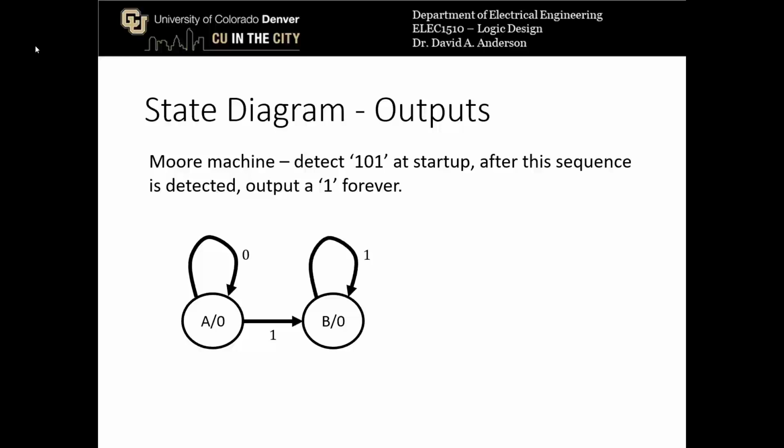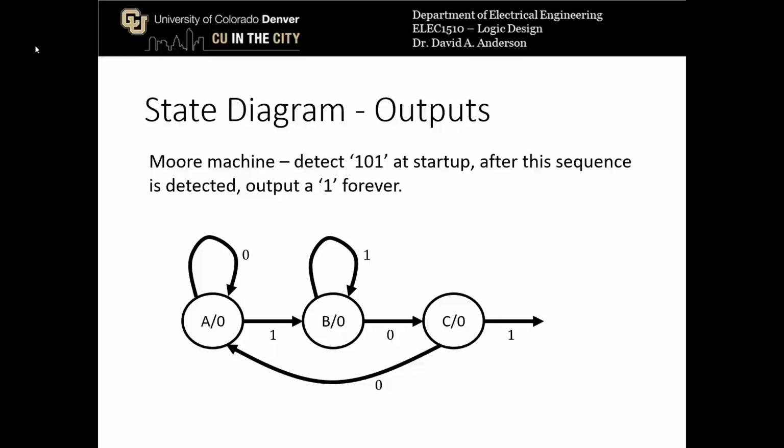Now from state B, if I detect a 1, I'll return to state B because I haven't yet detected 1, 0, but I've still detected a 1 that could be the start of the 1, 0, 1 sequence. If I detect a 0, I'll move to state C. That output is still 0, so it's C/0.